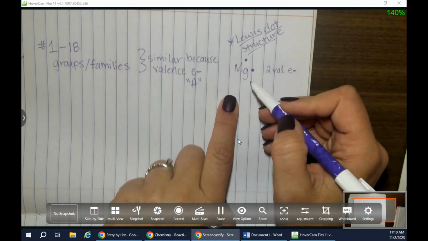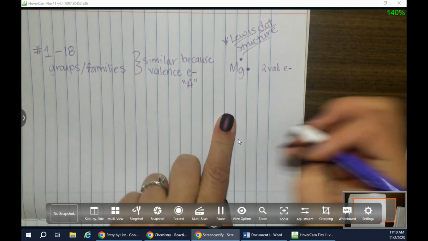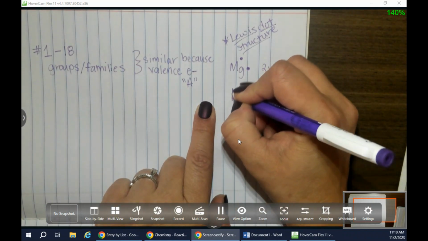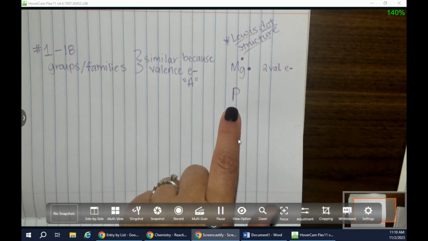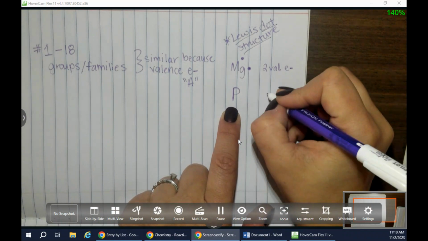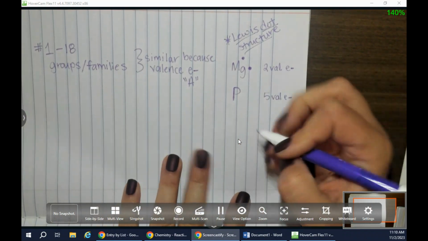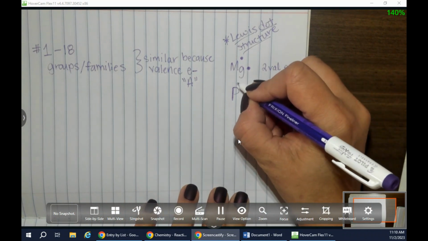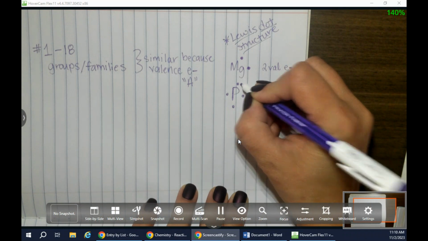All right, so let's choose one on the other side of the periodic table. So a nonmetal, we're going to go ahead and go with phosphorus. So phosphorus is in group 15. How many valence electrons does phosphorus have? 5. All right, so we're going to write 5 valence electrons. And then to draw those dots, again, I'm going to start at the top. I'm going to go 1, 2, 3, 4, and then end at the top, 5.